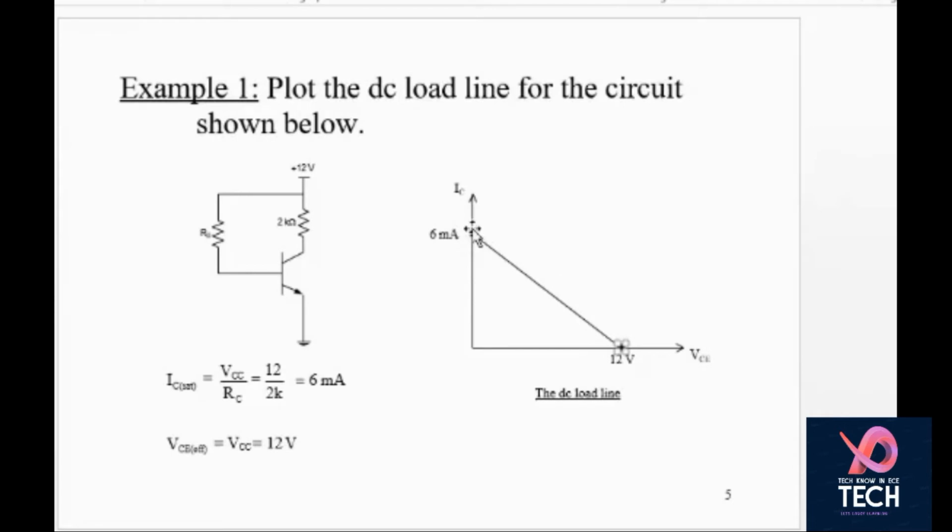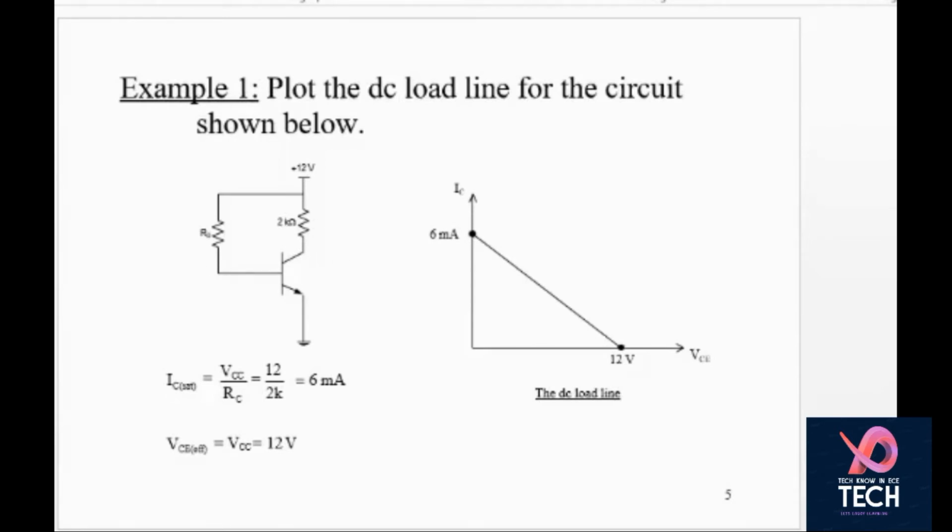Now the slope of this line is actually decided by the value of this resistance. If you make it 1K, then this value becomes 12 milliampere and this point will move in this direction. If you make it 4K, this becomes 3 milliampere and this comes in the downward direction. The slope of this line is decided by the value of this load resistance. That's why we say this line is called the load line, because it is decided by the value of this load.